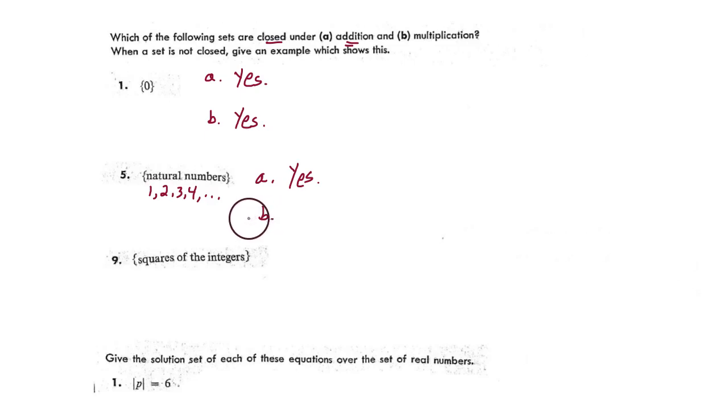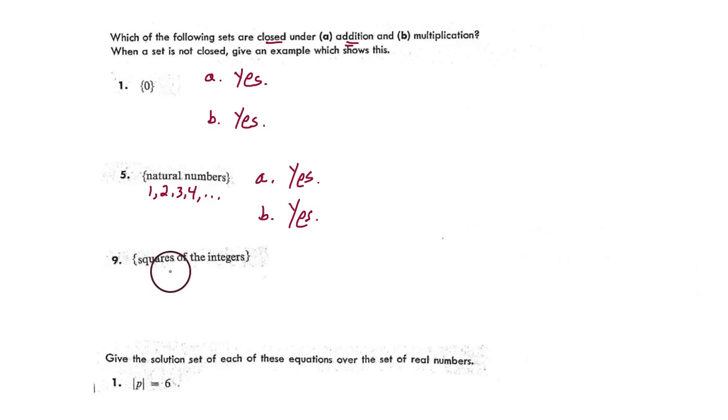Now let's choose 2 numbers, multiply them together, and see if the answer we get is in the set of numbers. 1 times 1, the answer is 1, which is in the set. What if we chose 2 and 4? 2 times 4 is 8, which is also a natural number. So this answer is yes.